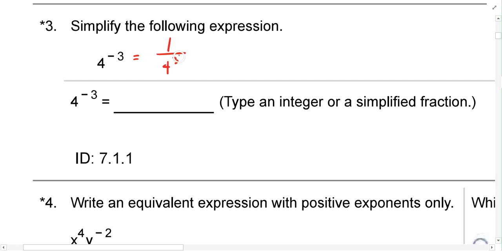So this would be okay as a solution, but we can do better because we can actually evaluate what 4 to the third power is. So I'm not thinking about the fraction right now, I'm just trying to evaluate 4 to the third power, and that means 4 times itself 3 times in a row, and that leaves us with 64. So I would say that 4 to the negative third power simplifies to 1 over 64.